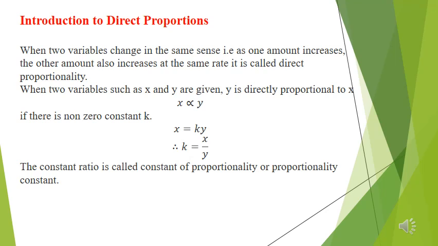that variation we say is a direct variation, and we express it as x ∝ y, where the symbol is read as directly proportional. So if two variables x and y are given and x is directly proportional to y, and there is a non-zero constant k, then instead of the proportional sign we write x = ky. Therefore the non-zero constant, which is equal to x upon y, is the proportionality constant.